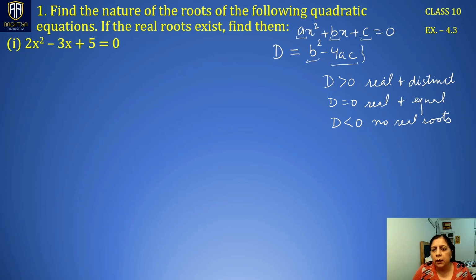If we have real roots in either of these two cases, then those roots can be found by using the formula x is equal to minus b plus square root of D over 2a, and minus b minus square root of D over 2a. This is a quadratic equation, so it will have two roots. They may be equal or they may be distinct. In both cases, the values can be given by this formula.